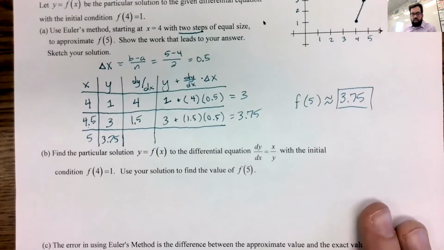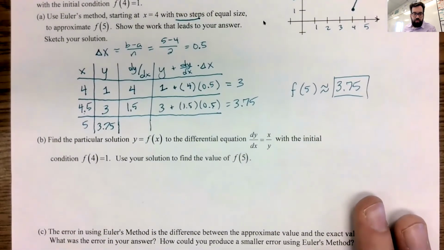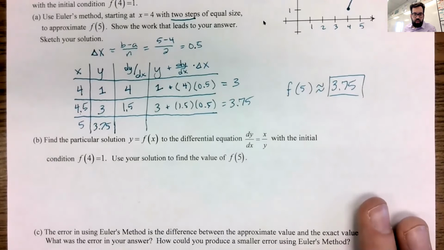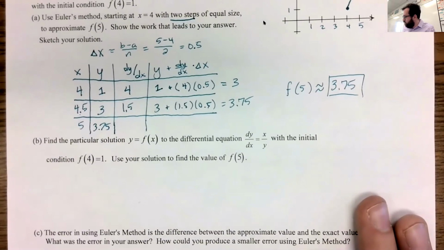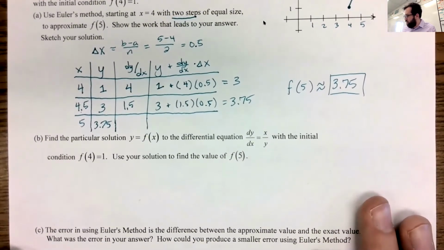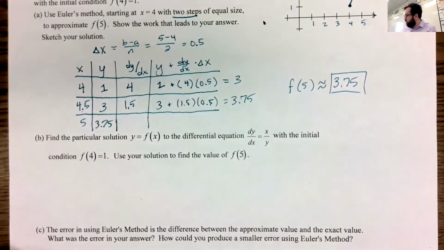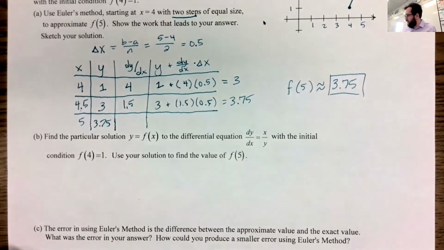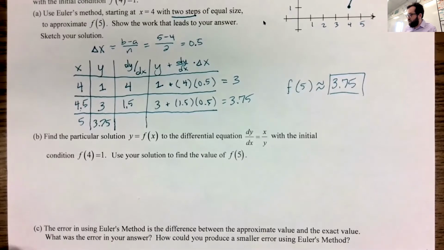Letter B. Find the particular solution, y equals f of x, to the differential equation dy/dx equals x over y, with the initial condition f of 4 equals 1. So now we're going to actually do the work, which you did as part of Calculus AB. Okay, so let's see what we got here.